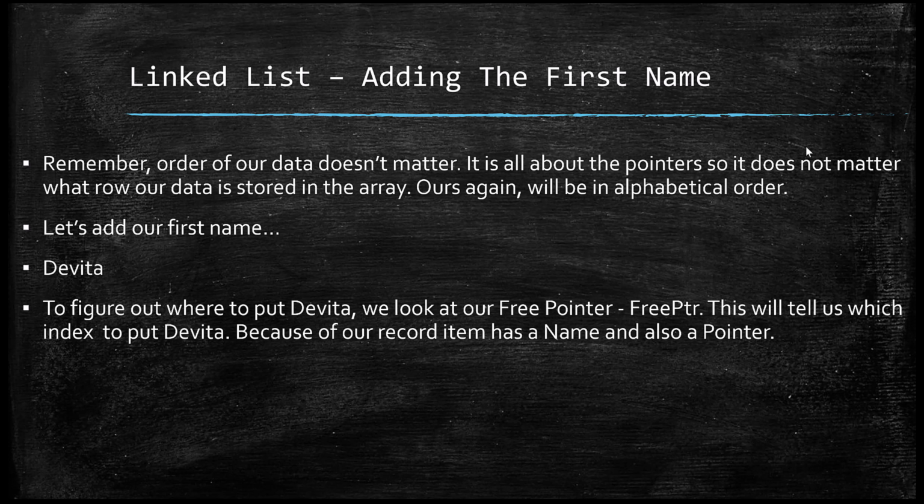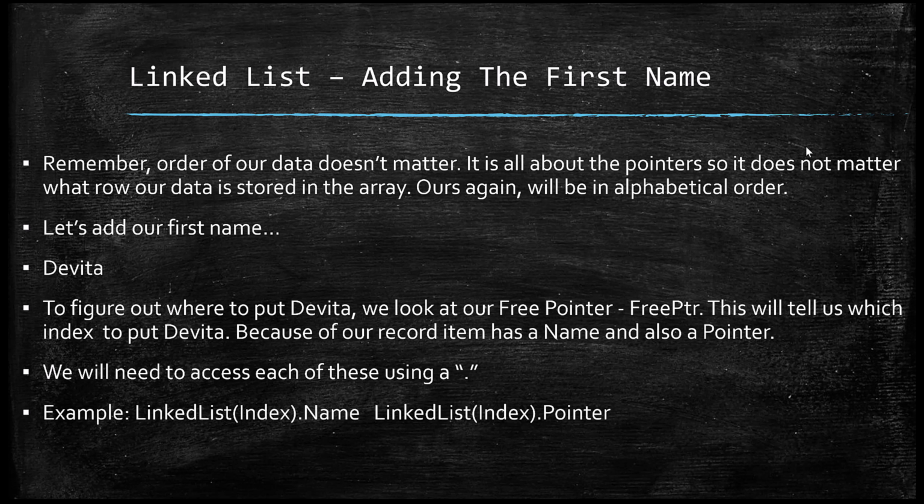Now, because of our record, our item Davida, she has a name, but she also has a pointer. So we need to access these using a dot. For example, linked list, whatever index I'm working with, I'm going to put dot name. Then I can assign the name to my linked list array. But my data type also has a pointer. So I type in linked list index, whichever index I'm working with, dot pointer, and I'll be able to assign a pointer. So I can use the same index and just access the name from my record, update it, the pointer from my record, and update it.